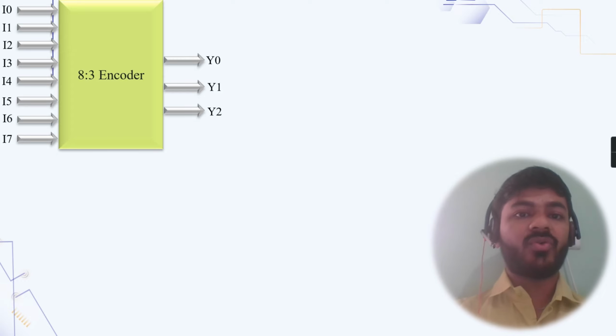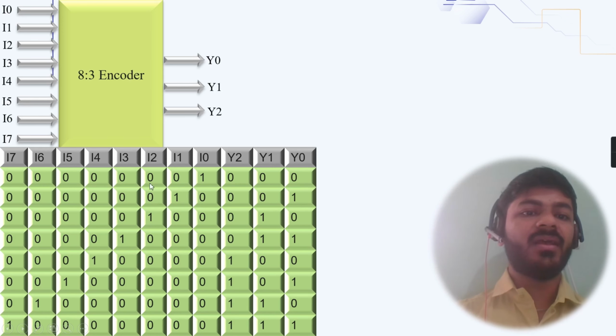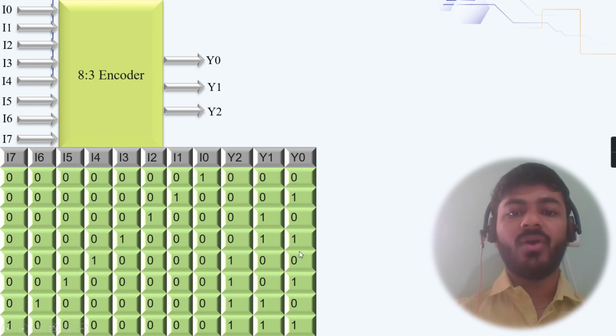Meaning if my outputs Y0, Y1, Y2 are all low, that means my input I0 is active. You can see the truth table. If my Y0, Y1 and Y2 are all low, that means my input I0 is active. Okay, if my output Y0 is high, Y1 is low and Y2 is low, it represents that my input I1 is active. Okay, if my output Y0 is low, Y1 is high, Y2 is low, that represents input I2 is active.